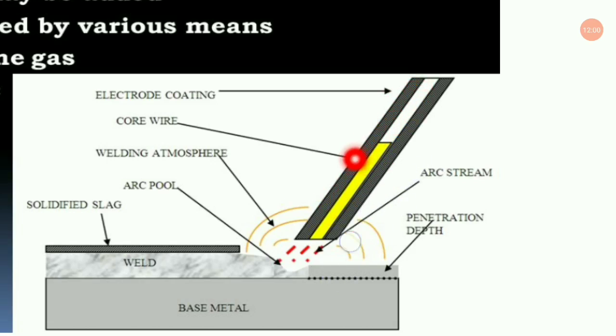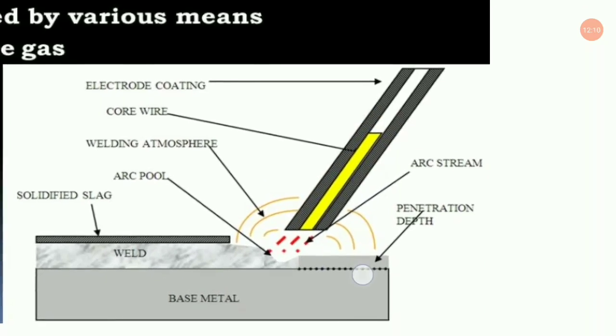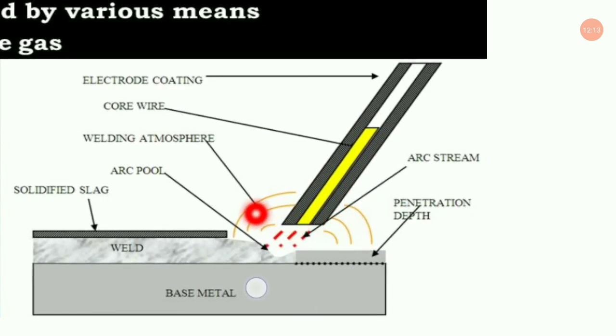And this one is the electrode coating, and inside the electrode coating is the core wire. This is the welding atmosphere that is being produced by the melting of the coating of the electrode. This is the inert atmosphere, you can also say, to protect the welding from being oxidized from the outside atmospheric oxygen. Now this is the arc stream, as you can see. This is the arc pool, that is the molten metal pool. Now this is a solidified slag. As I earlier told you, slag is the impurities, that is contaminations present in the welding that are being collected at the top of the welding.